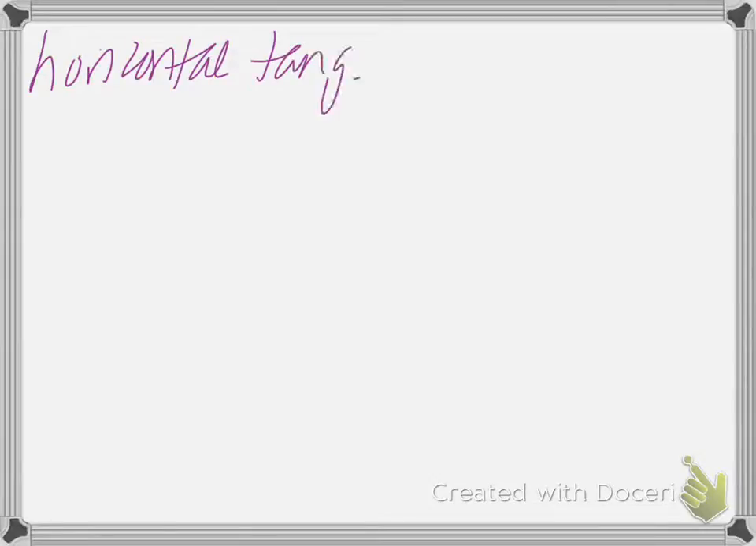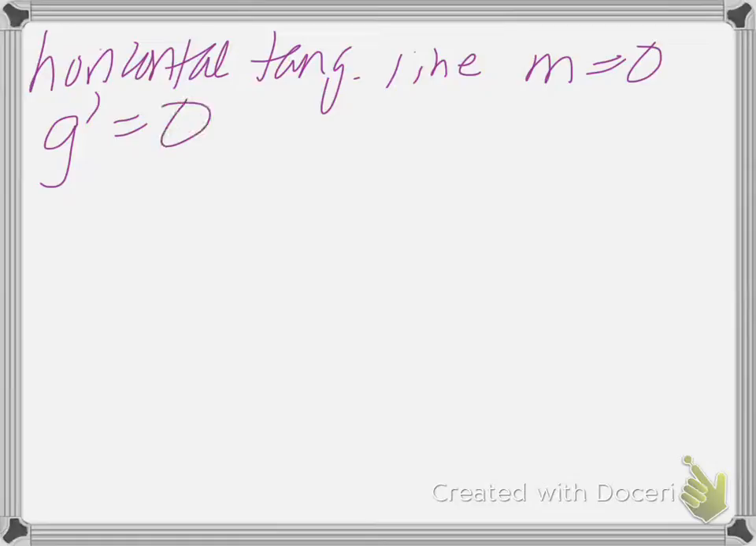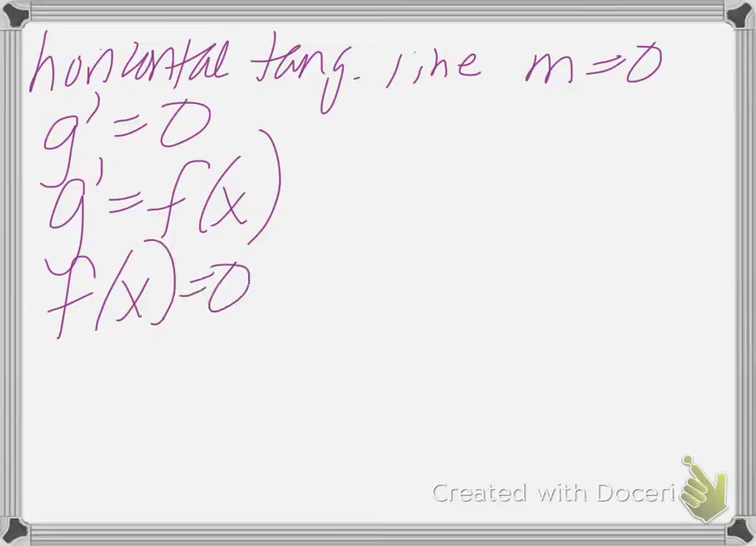Okay, where is there a horizontal tangent line? Okay, so a horizontal tangent line has a slope that equals 0. So if they want to know when does G have a horizontal tangent line, they're actually asking when is the slope equal to 0, meaning when is the derivative equal to 0. Okay, well we know that G prime is equal to f of x because we already did that previously. So if they're asking when G prime equals 0, they're really asking when is f of x equal to 0.